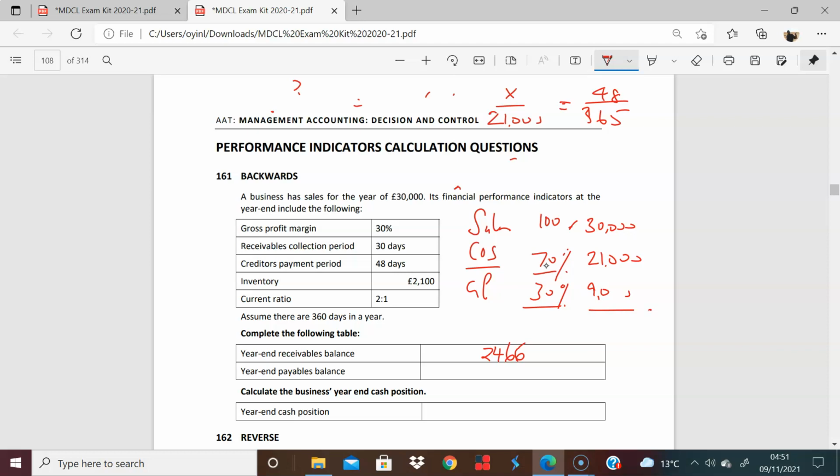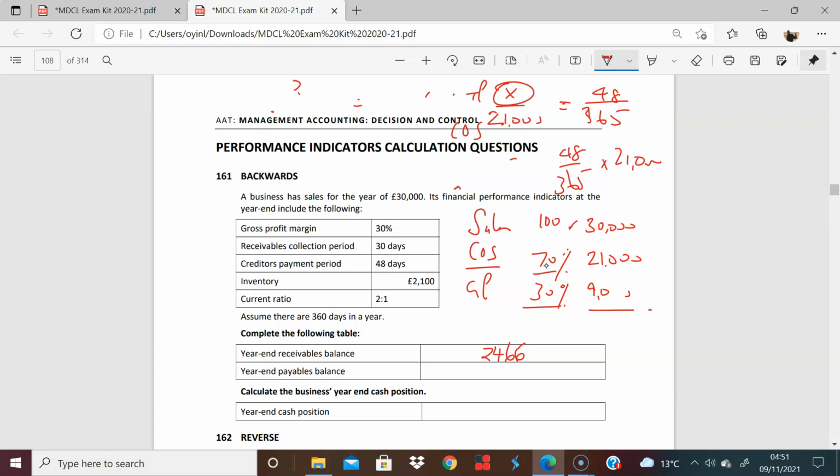So really, we're saying as a percentage of that, what is still outstanding? It's 48 over 365 as a percent, an equivalent fraction. So in effect, what I'm looking for, your trade payables as a percentage of your cost of sales, is 48 over 365 times 21,000.